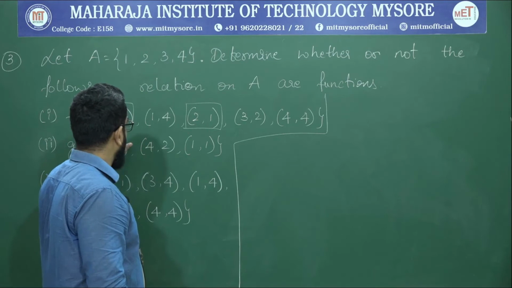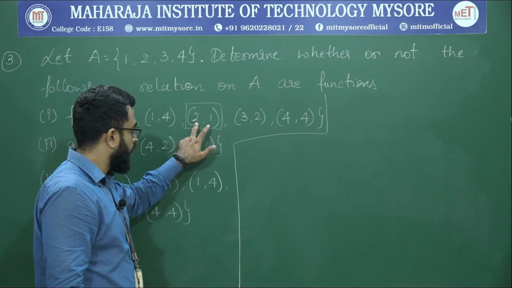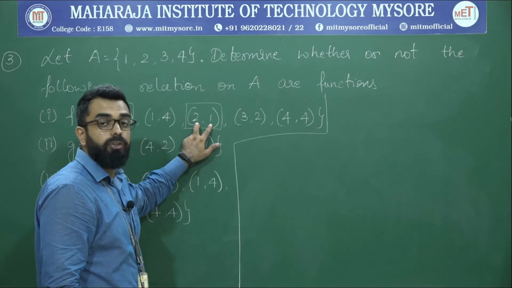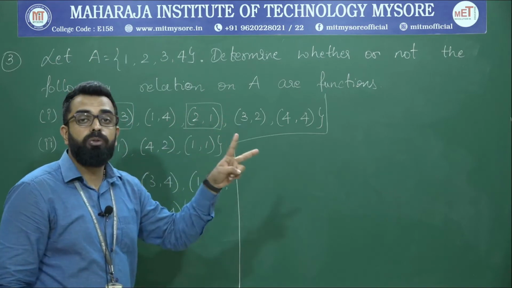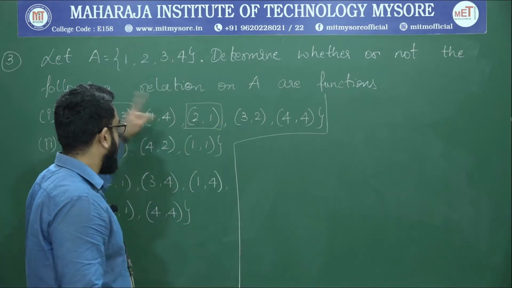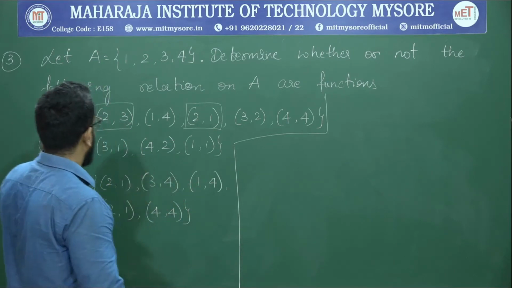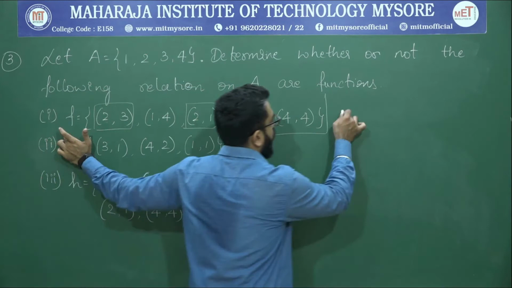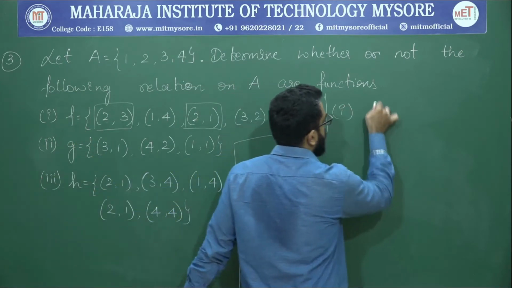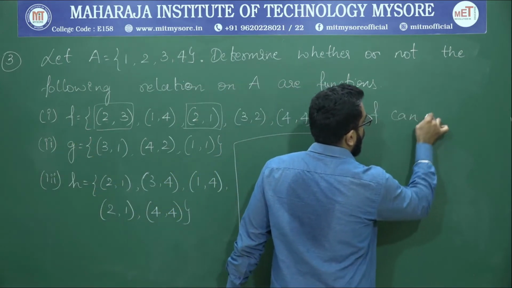Element 2 is mapped to 3, and element 2 of A is mapped to 1 again. So element 2 is mapped to two different elements, 1 and 3, so it cannot be a function. What cannot be a function? F cannot be a function.